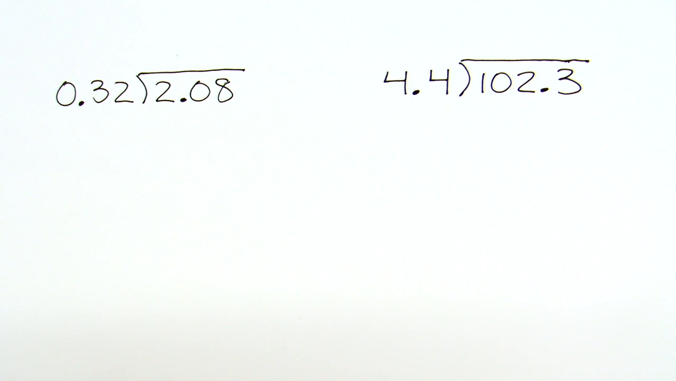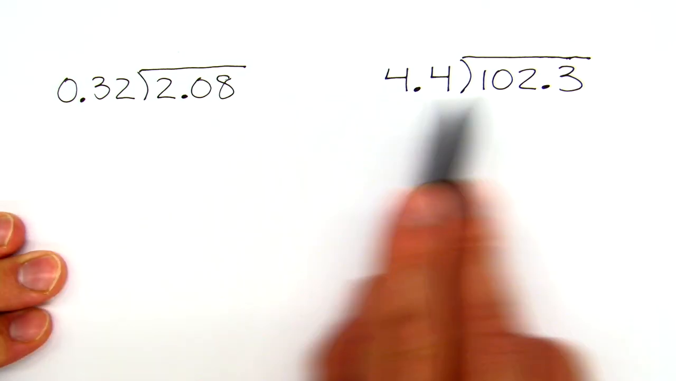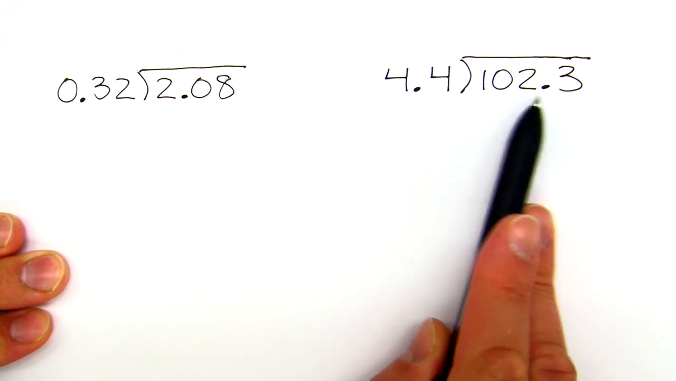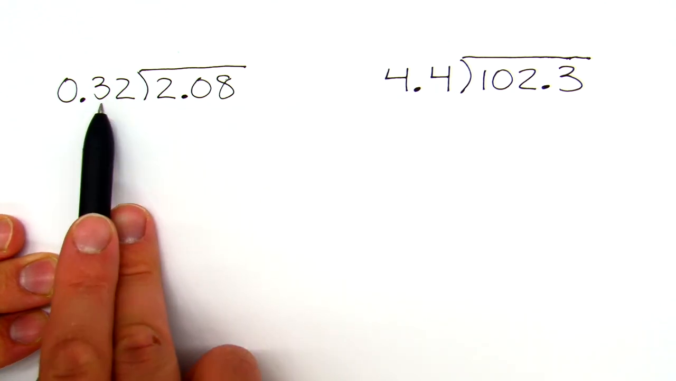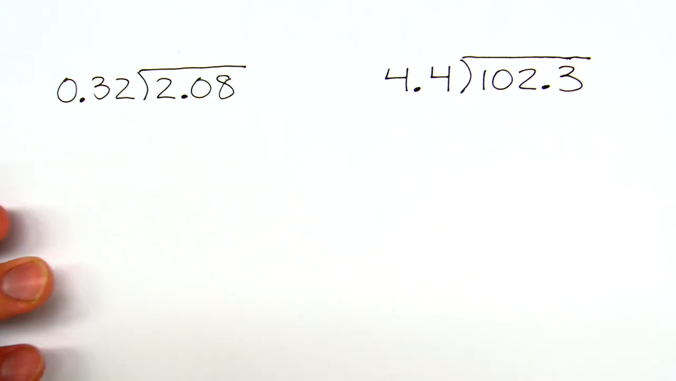In this one, what we are doing is dividing a decimal by a decimal, right? So you can see in both of these problems, the dividend is a decimal, that's the number we're dividing up, but we're also dividing by a decimal. So both the divisor and the dividend are decimals, right? So how do we do this?